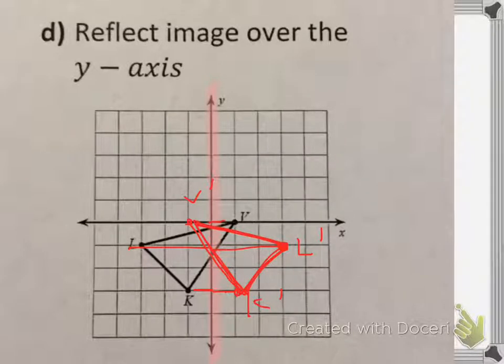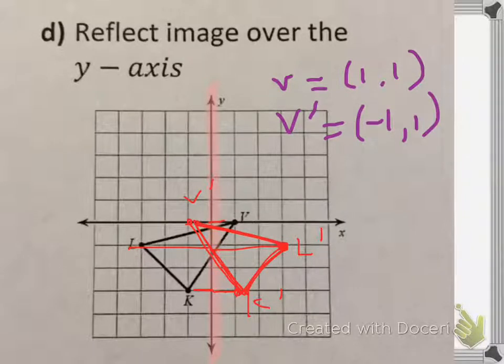Okay, let's see if it followed the same thing. On the x, the reflection over x, we changed the signs on y. Did we change the sign on x this direction? Let's look and see. Well, my original V ordered pair was 1, 1. My new V ordered pair, or my V prime, is negative 1, 1.